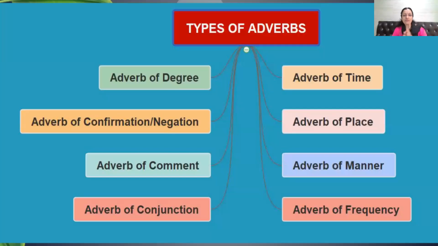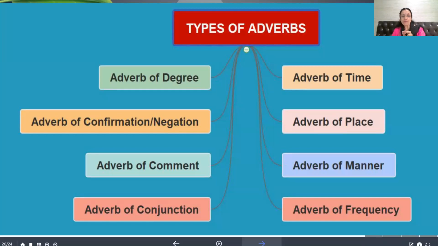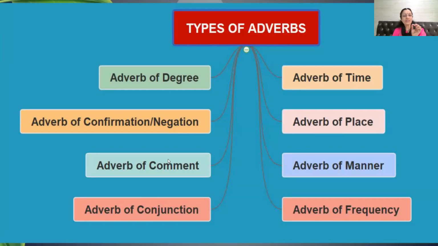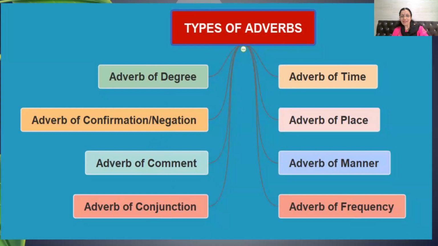So these are the types of adverbs. These are all the types. How many types do you see here? How many types? Eight types. Okay. Degree, adverb of time, place, manner, frequency, and then degree, negation or confirmation, comment, conjunction. This is the entire gamut of adverbs. All right. But we have separate videos on adjectives, adverbs, etc. So we will be doing it. But now I don't think I will have enough time.